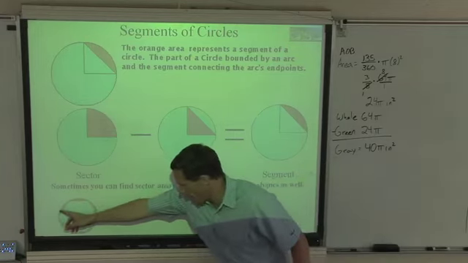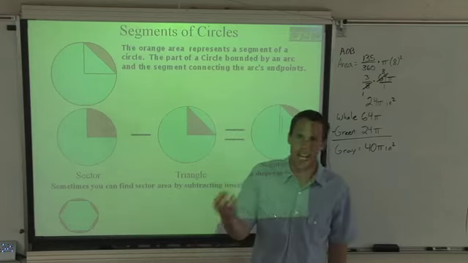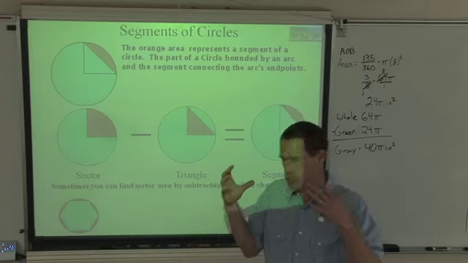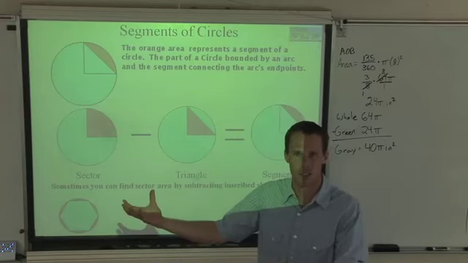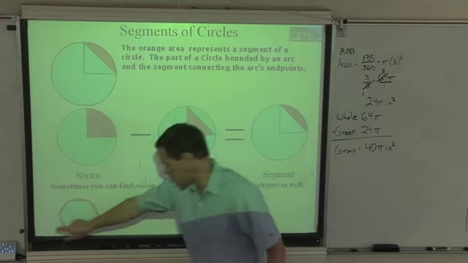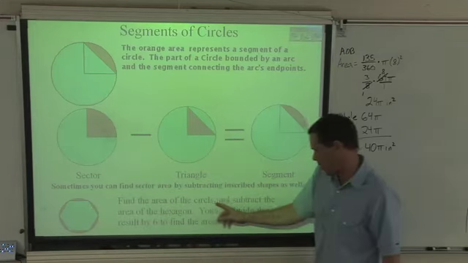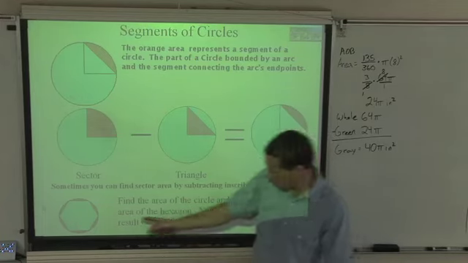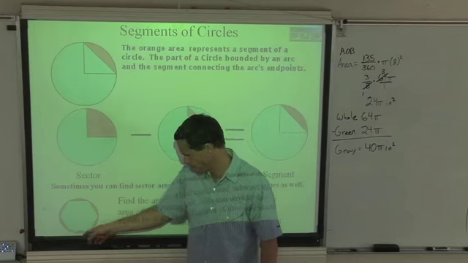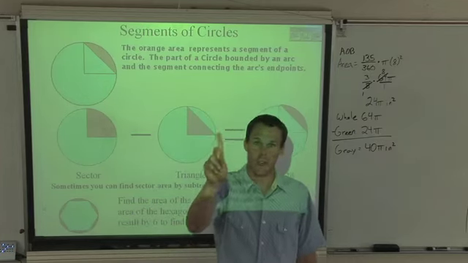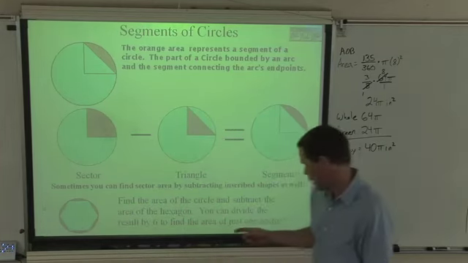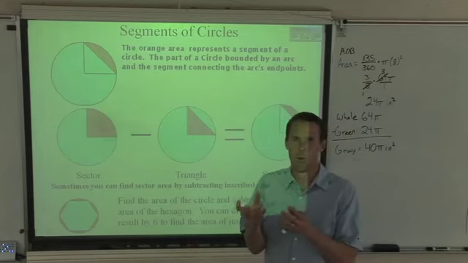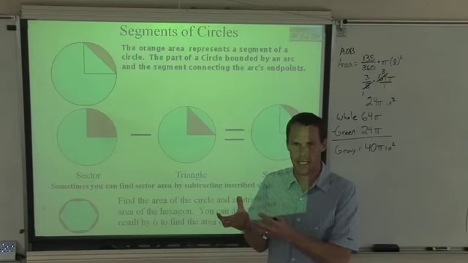What if I needed to find that orange segment? Well, let's think theoretically here. We could just take the area of the circle and subtract the hexagon. That would give me all the parts in orange. If I wanted just one of the orange parts, I could just divide by 6, and that would give me one orange segment.